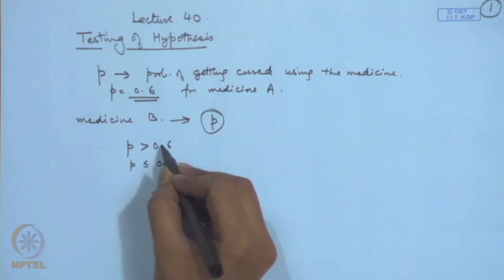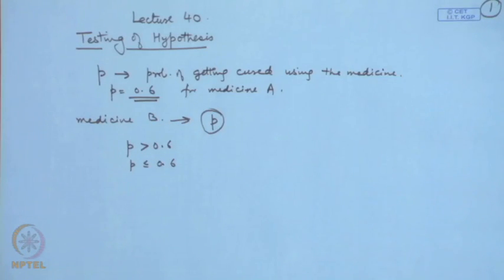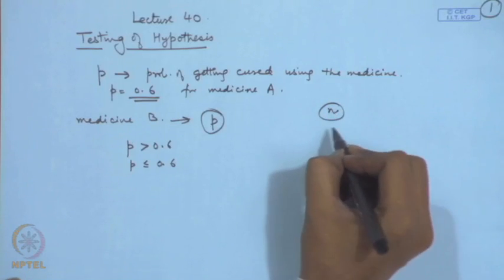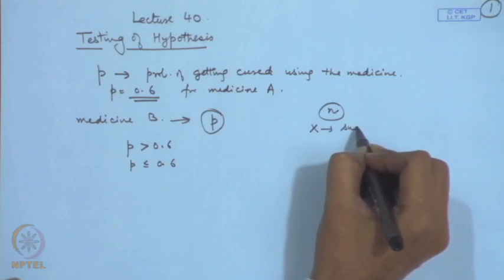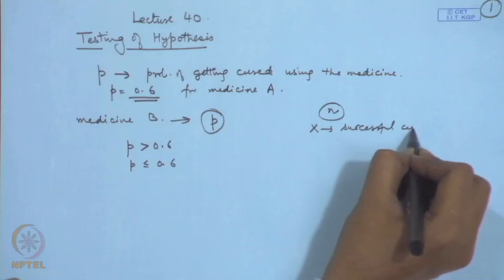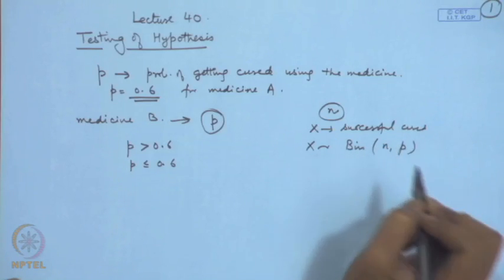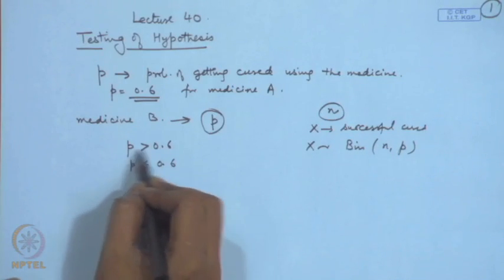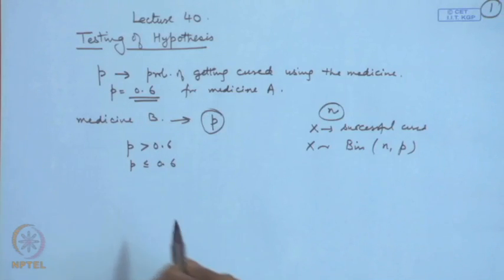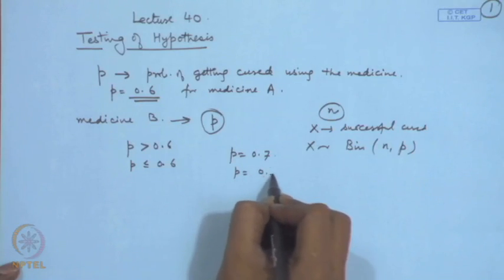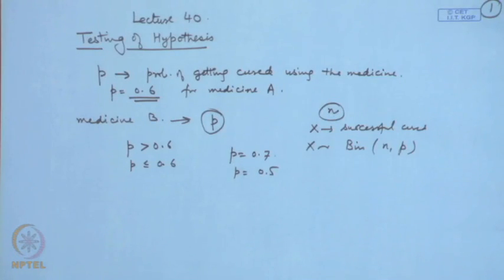Now, the problem of inference here is based on certain assumptions about the probability distribution. If we consider n patients to whom the medicine has been given and x is the number of successful cures, then we can say that x follows binomial(n, p), and then we want to test the hypothesis whether p is greater than 0.6 or p is less than or equal to 0.6, or say p is equal to 0.7 or p is 0.5, etcetera. We can make any statement of this nature. This is called a hypothesis.